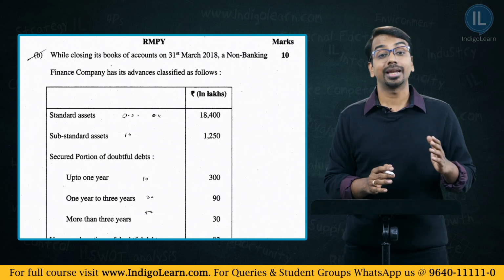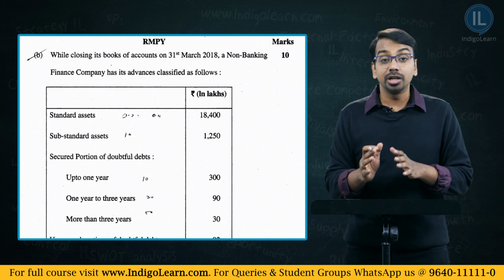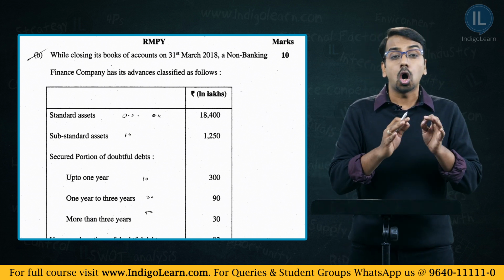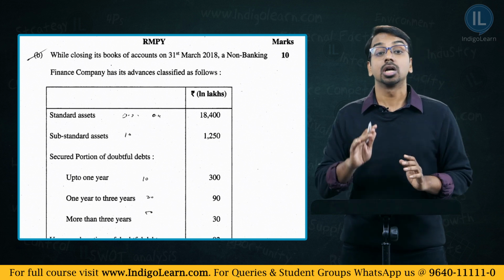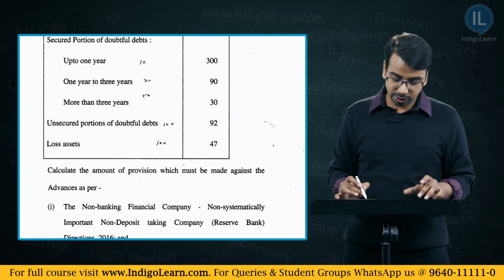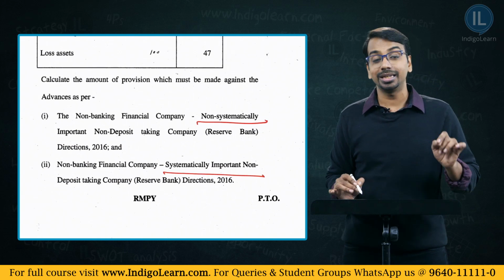The next question was on NBFC provision norms. The numbers were clearly given in the question. You need not worry whether you should have classified it as standard, substandard, D1, D2, D3. All those information was directly given in the question. What you needed was what is the provisioning requirement under 2 cases. What are the 2 cases? The first one was non-systematically important and the second one was systematically important.